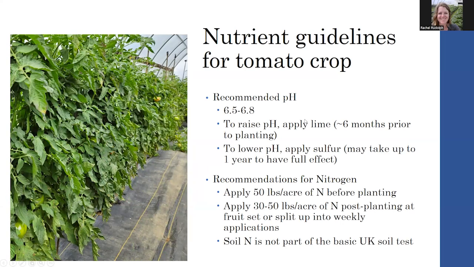Recommended soil pH is 6.5 to 6.8. To raise the pH, you would apply lime, which should be done 6 months prior to planting to get it to your desired pH. And that is another reason for soil sampling and testing well before you want to plant. To lower the pH, you would apply sulfur, which also can take a considerable amount of time. Another reason to sample well ahead of time.